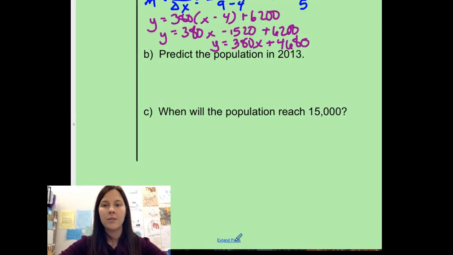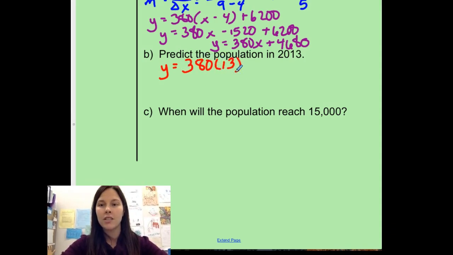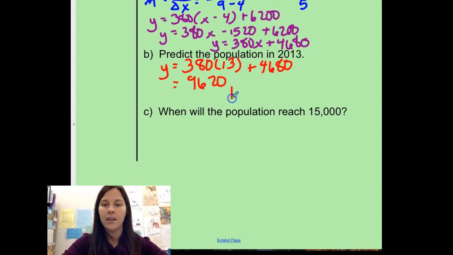Next, we can use that equation to answer a couple of questions. The first question is asking us to predict the population. The population was our y value, that was the output, that was our dependent variable, and the x value is our input, and that was our year after 2000. So we're going to substitute 13 for our x. And we end up with 9,620 for the population of that town in 2013.